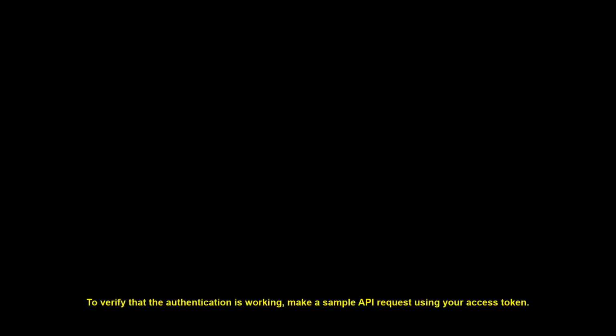To verify that the authentication is working, make a sample API request using your access token. Include the access token in the authorization header of your request. Check the response to ensure that you've successfully authenticated to DigitalOcean.